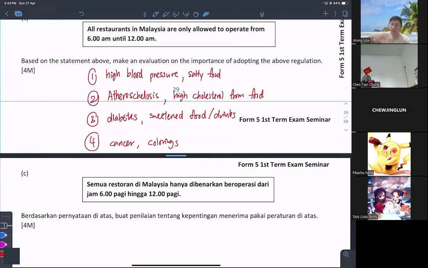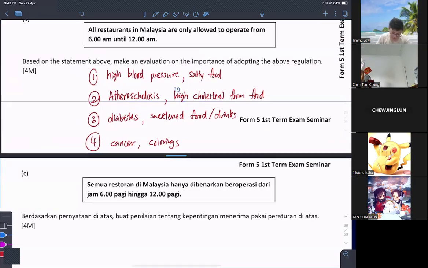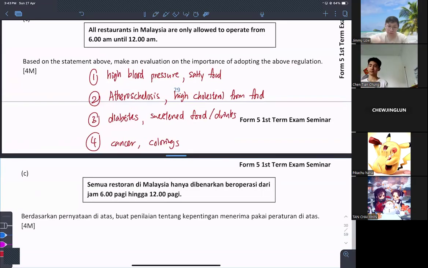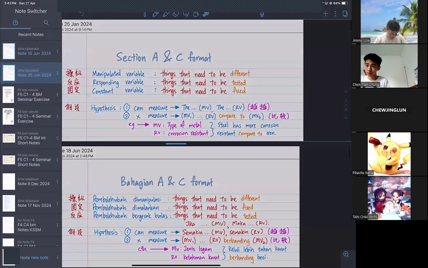So that you evaluate. How important is it to do this thing? Because you do this thing, you can avoid this thing. You can avoid this thing. So just mention, bring out what is the importance of doing this thing. So that's why I say relatable, what we have mentioned just now.